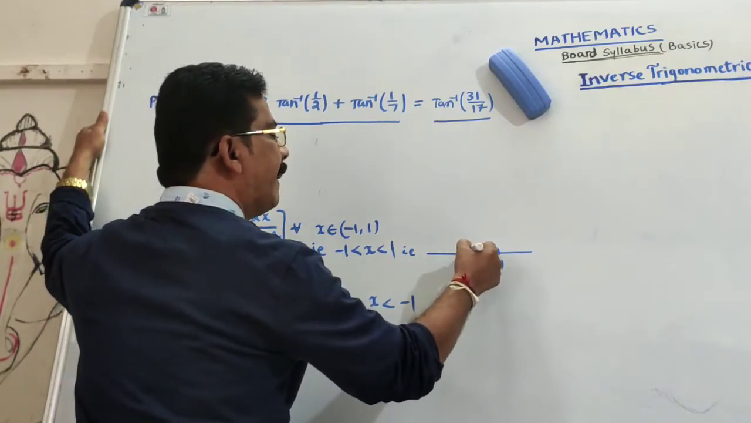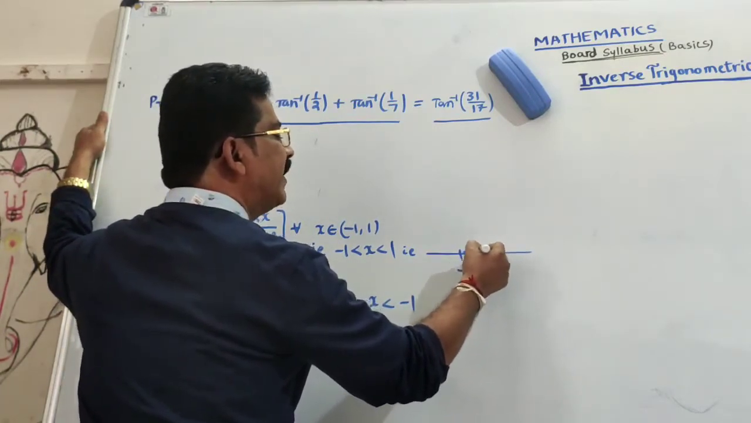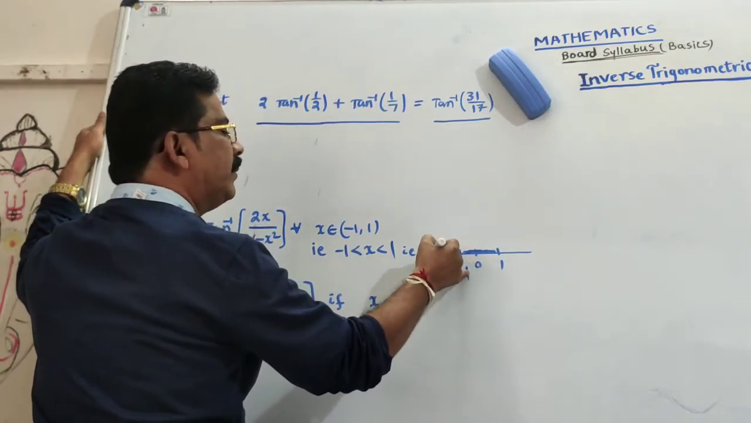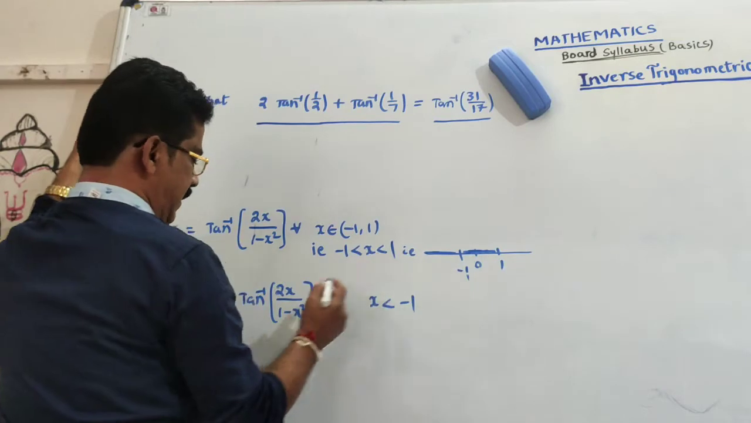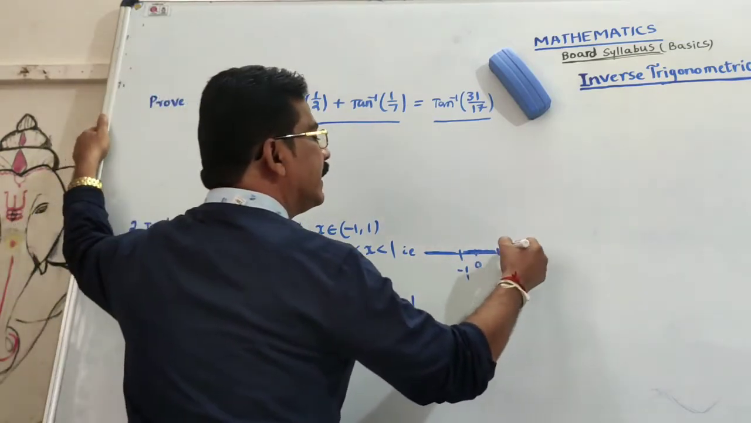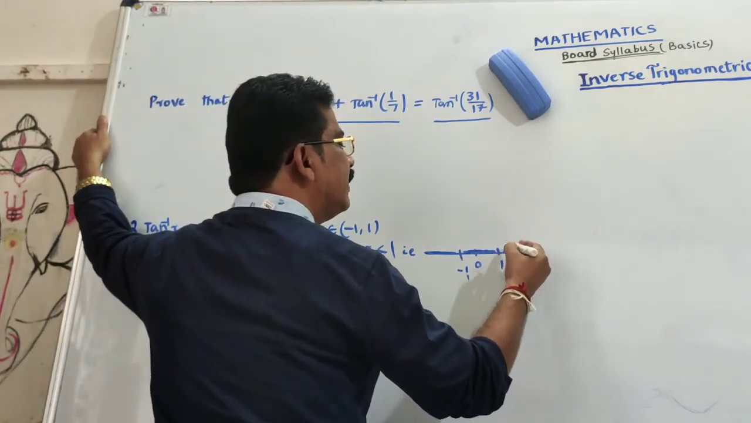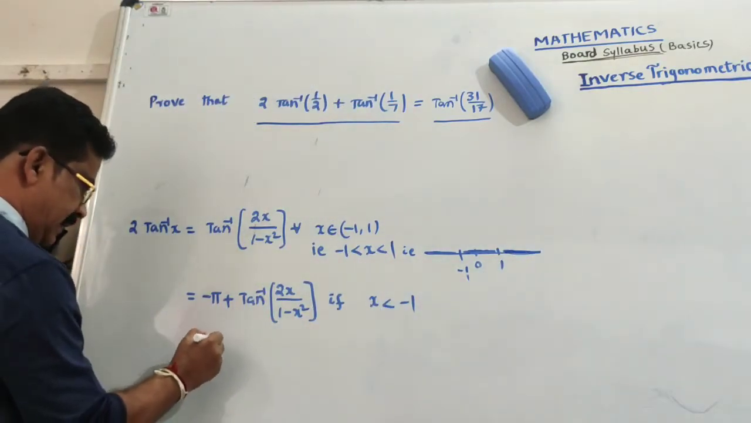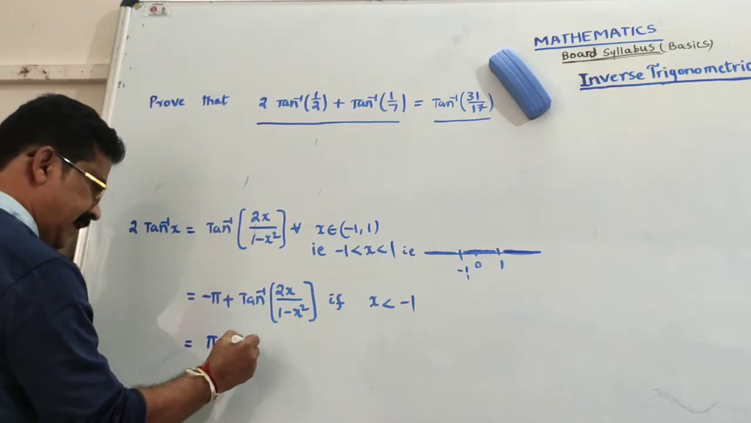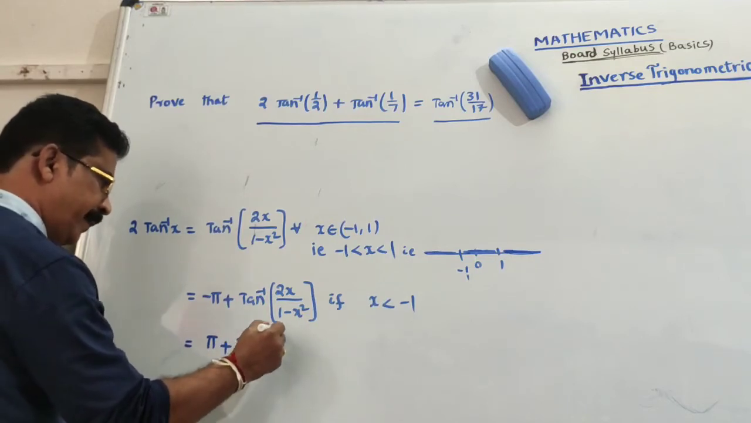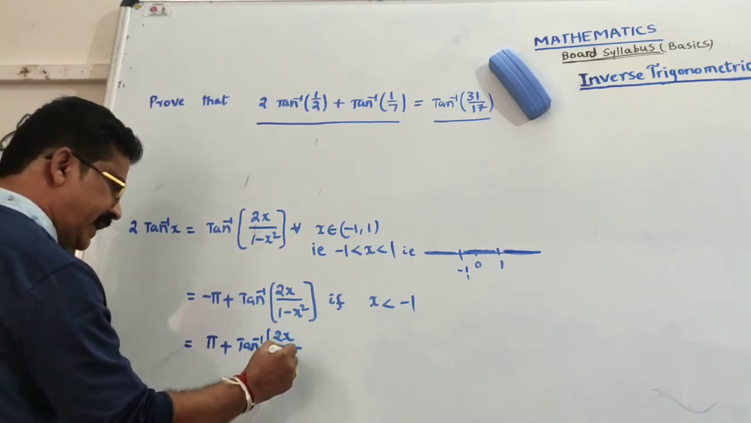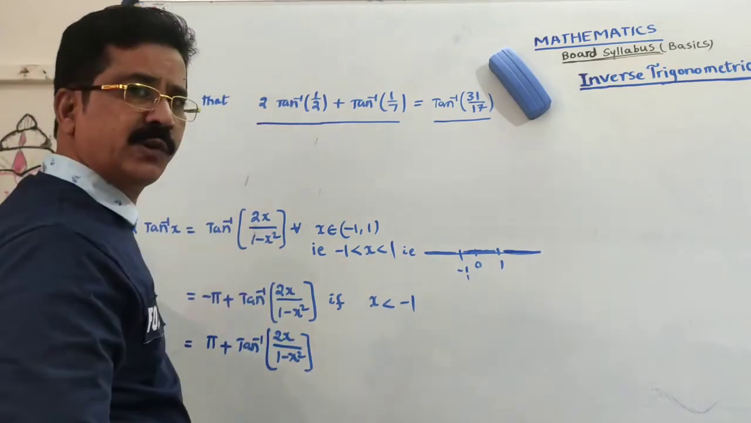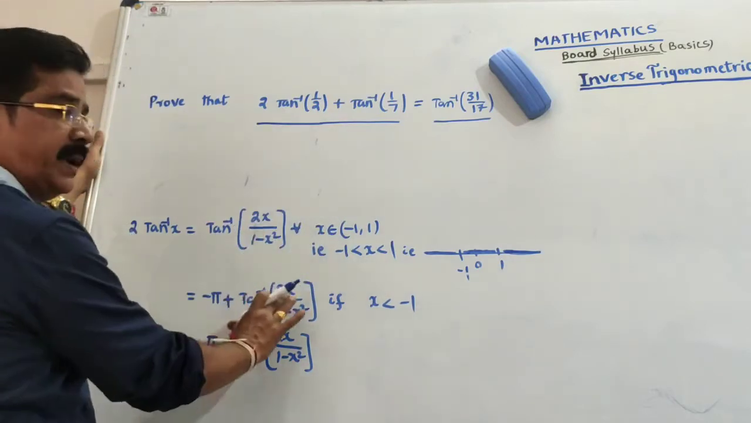In this area, this is tan inverse of something. Next, out of, means in this area, this is the second formula. Next, greater than 1 means this area, it is pi plus tan inverse of 2x divided by 1 minus x square. This is a most important formula.